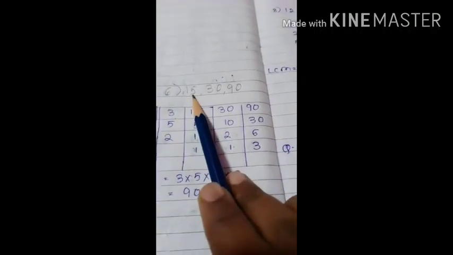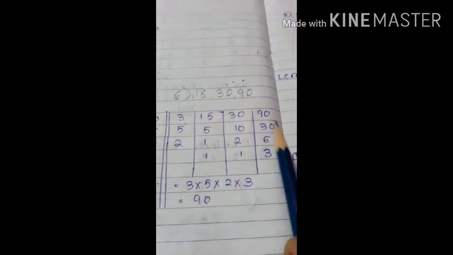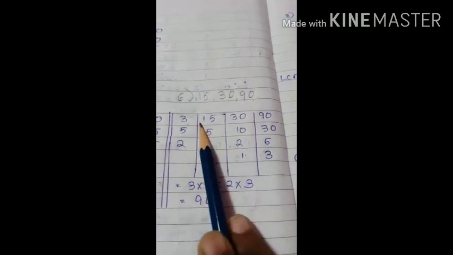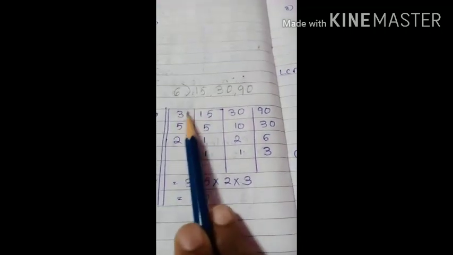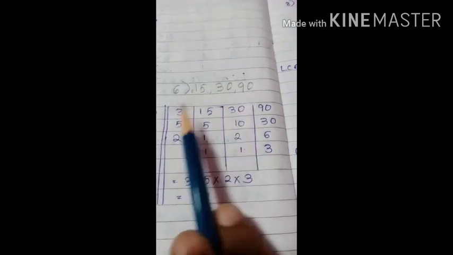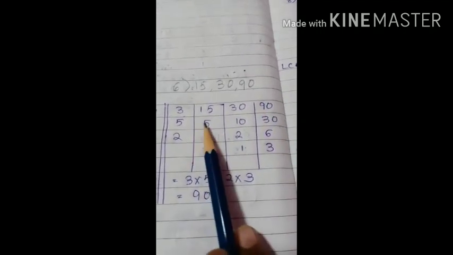1, 6, 1, 50, 30, 90. Write down in a vertical form. All are divisible by 3. So first I wrote here 3. So what answer will come? 3 5s are 15, 3 10s are 30, 3 30s are 90. So which new dividend did I get?